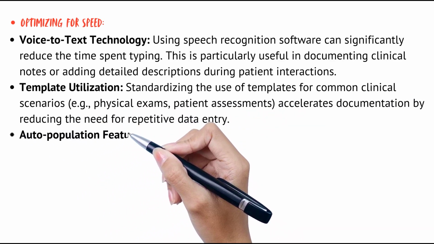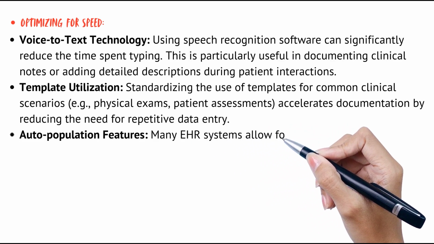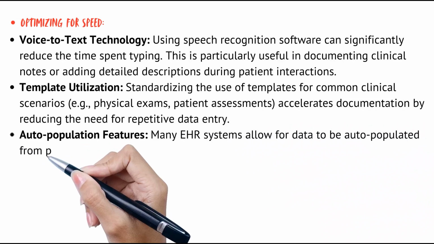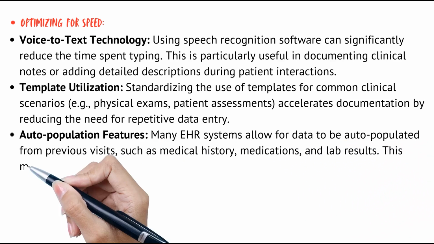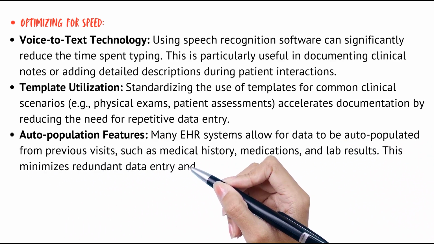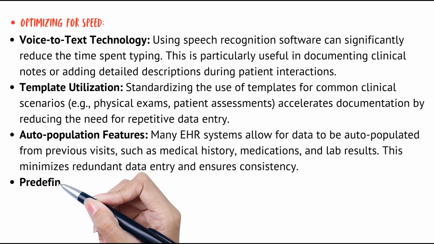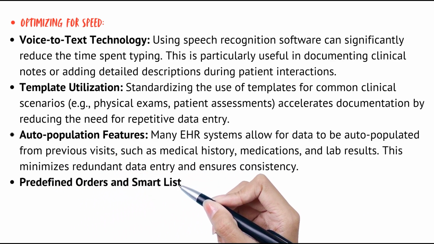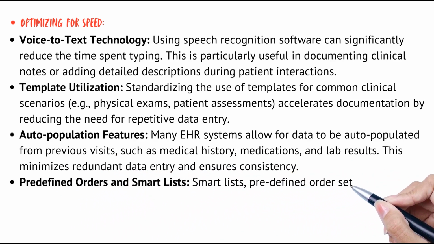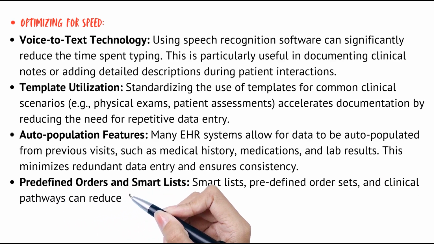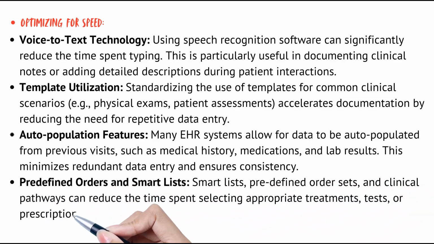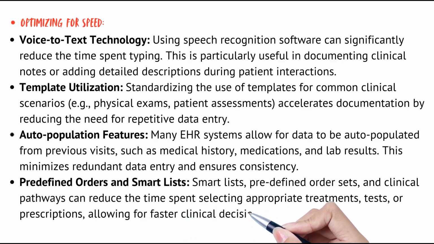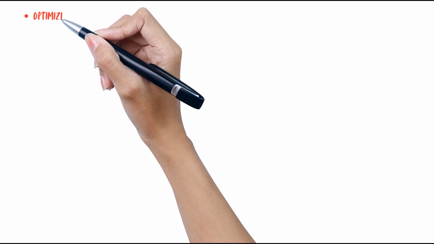Auto-population features. Many EHR systems allow for data to be auto-populated from previous visits, such as medical history, medications, and lab results. This minimizes redundant data entry and ensures consistency. Predefined orders and smart lists. Smart lists, predefined order sets, and clinical pathways can reduce the time spent selecting appropriate treatments, tests, or prescriptions, allowing for faster clinical decision-making. Optimizing for accuracy.